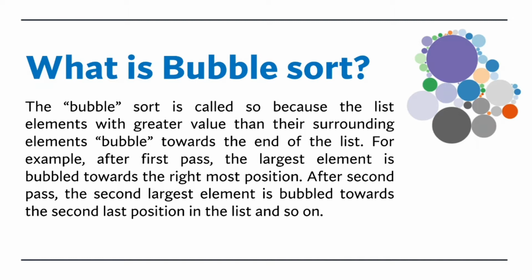So in easier terms, in the first pass, that is in the first iteration, and each and every iteration will be called a pass, right? In the first pass, the largest element that is present in the list is moved towards the rightmost position. In the second iteration, the second largest element will occupy the second largest position at the end, that is the second element from the end.